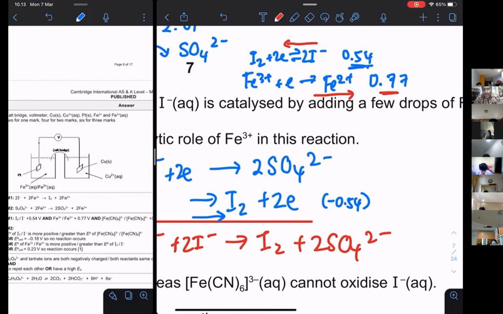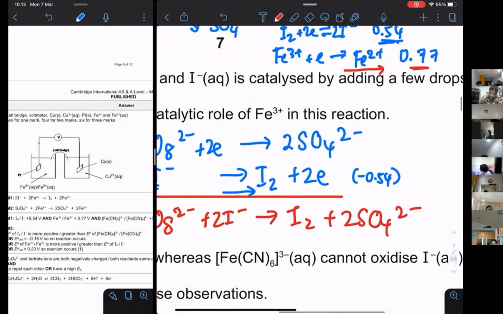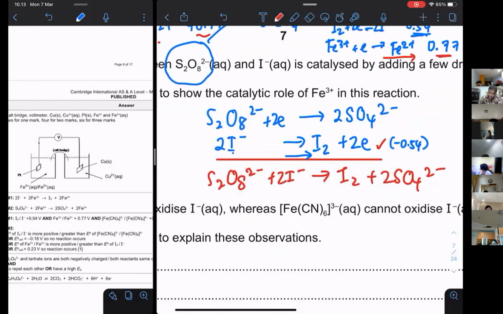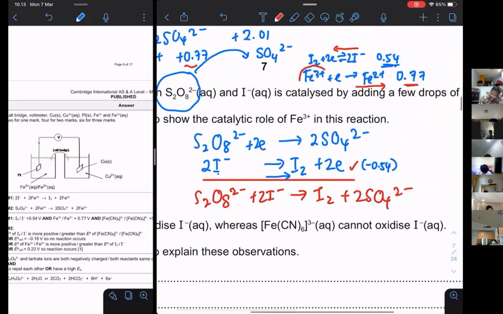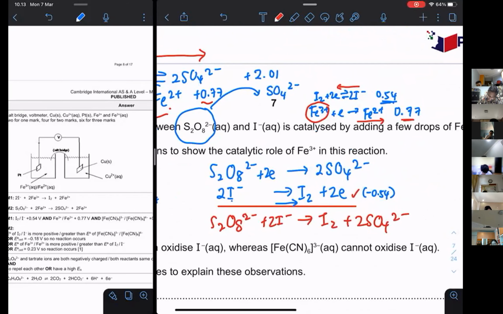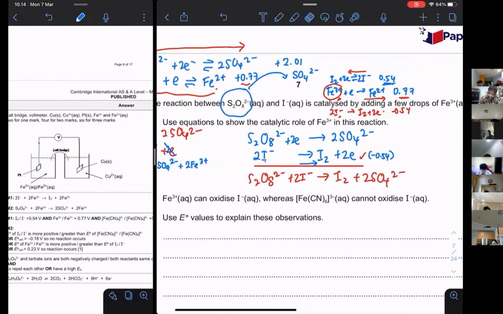So when I change the equation to this, it must be reacting with what? It must be reacting with Fe3 plus, not Fe2 plus. For those who don't understand, I write it down again: 2I minus gives me I2 plus 2 electrons, with negative 0.54. So this one is reacting with Fe3 plus. This is telling you which one will react with Fe2 plus and which one will react with Fe3 plus.